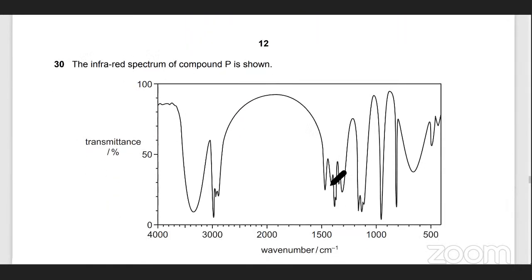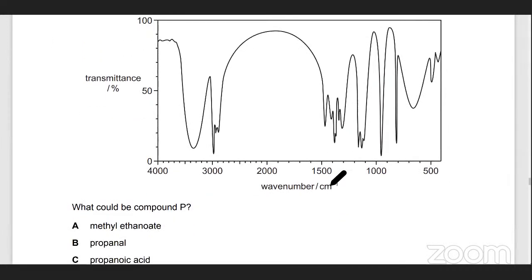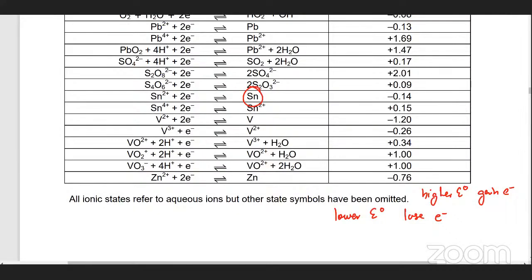Next one. Now we have infrared spectroscopy. And he's asking what is compound P? What could be compound P? Now the first thing is, very quickly, TK, you don't really get a lot of information from infrared spectroscopy. Let me see where the data booklet is. Just 1 second. So this is the data booklet, TK.